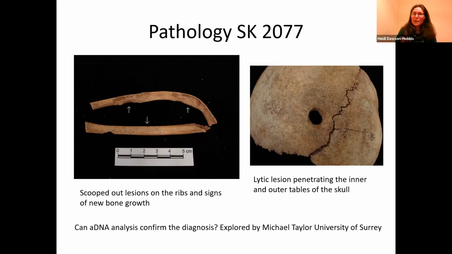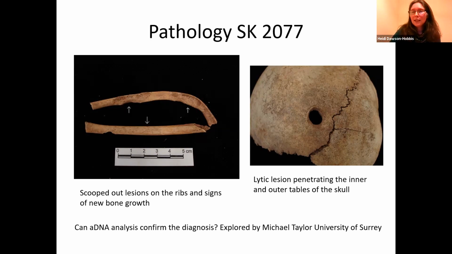When we see things like this, we obviously go and look at our paleopathological textbooks. We look at the clinical literature as well, because that can be really useful. And these are quite typical lesions that you see on young children with tuberculosis. So I wrote a paper on this back in 2012 now, I think, suggesting that this was tuberculosis.